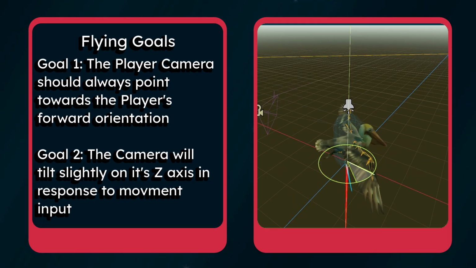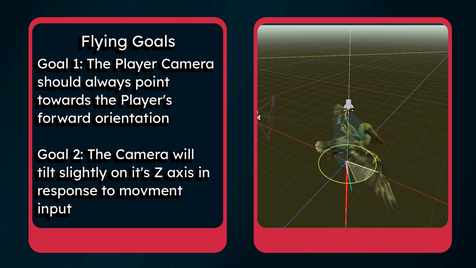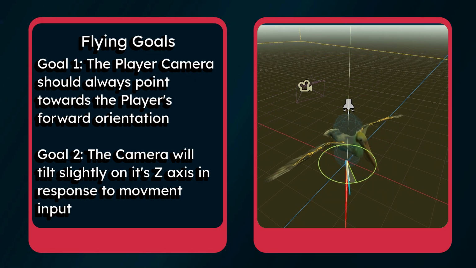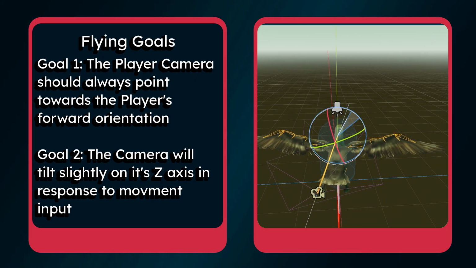The flying movement is a lot simpler. The camera should pretty much always be locked to the player's back, showing what's ahead of the player, and I want the camera to tilt slightly as the player steers the character to make it seem like you're soaring through the air.